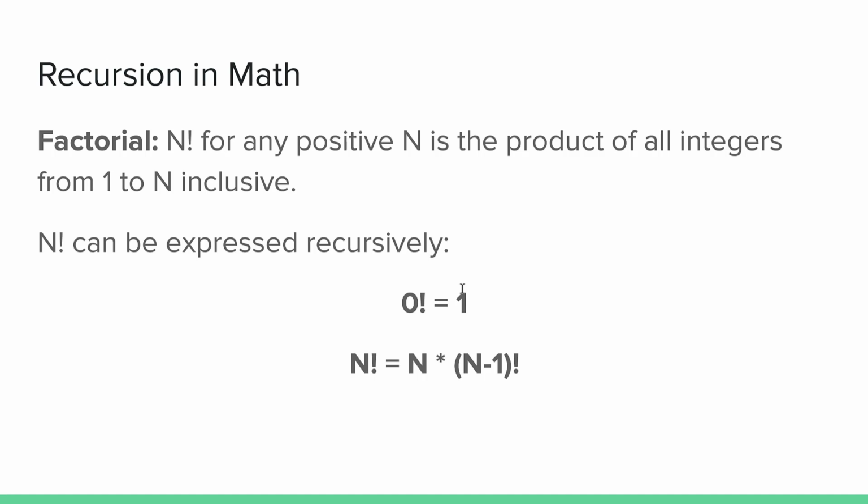So 0 factorial is 1. We would return that in this position. So 1 times 1 is 1, and the answer to 1 factorial is 1. The 1 factorial is returned to the place where we were trying to calculate 2 factorial. So 2 times 1 factorial, or 1, is 2. So the answer to 2 factorial is 2.